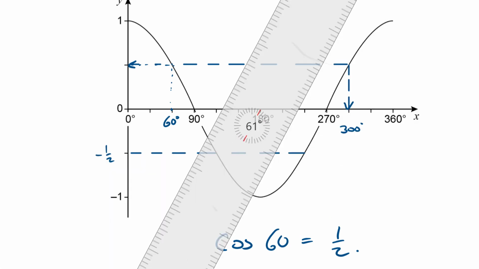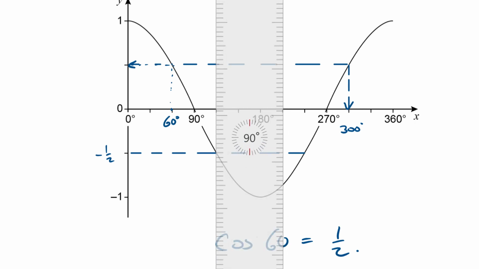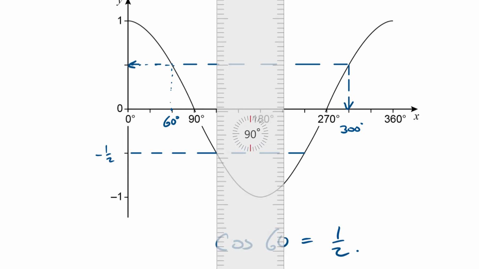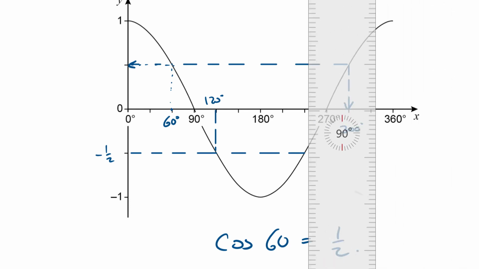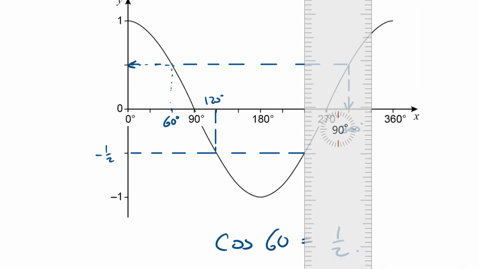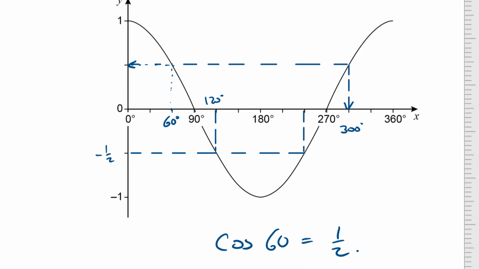Okay, there. So my first one is here. So that's 30 more than 90. That one's at 120, isn't it? So that's 120. And I've got another one here, which is 30 less than 270, which is going to be then 240 degrees.